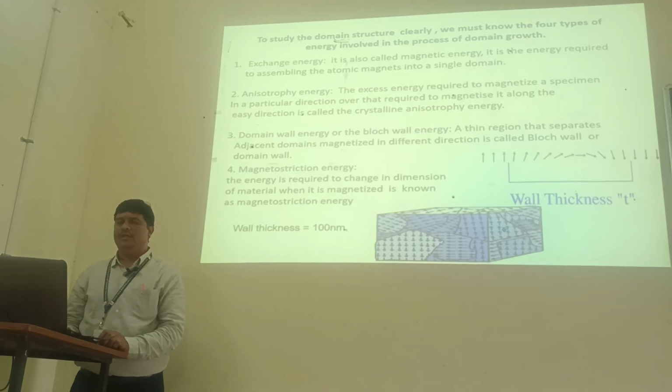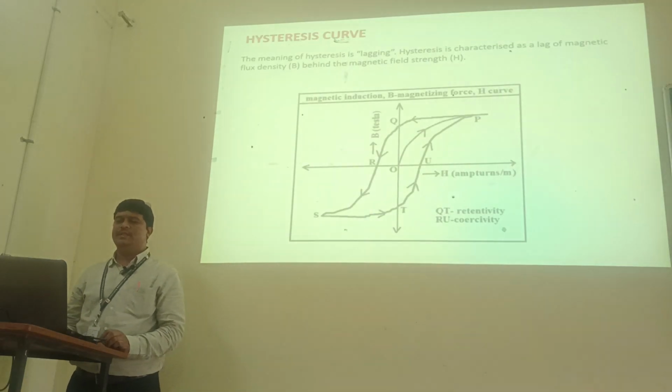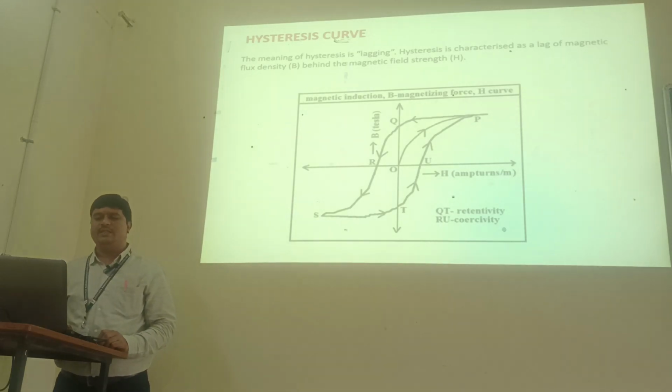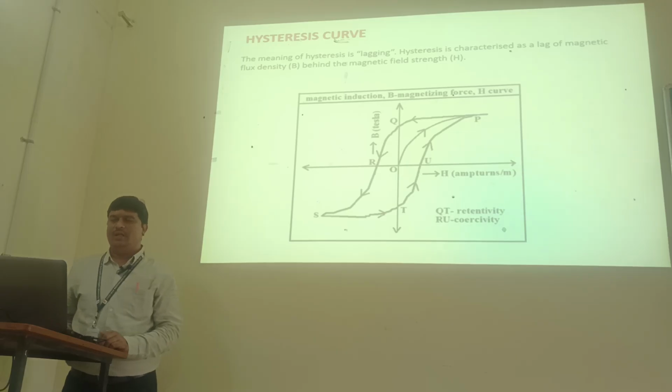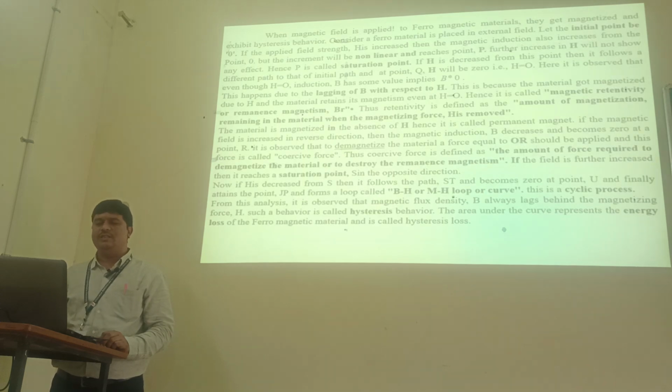Next, we have the hysteresis curve. So what is the hysteresis curve or hysteresis behavior? The meaning of hysteresis is lagging. That means hysteresis is characterized as the lagging of magnetic flux density behind the magnetic intensity, known as hysteresis behavior or the hysteresis loop.